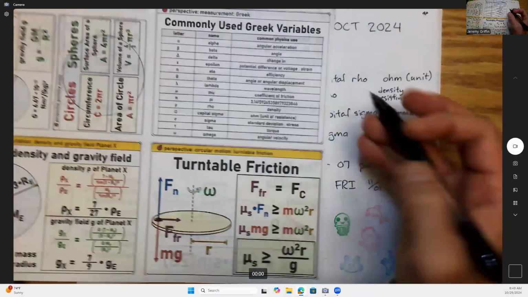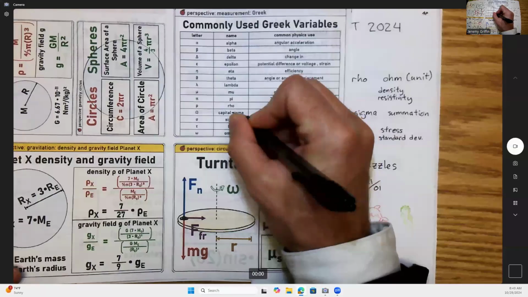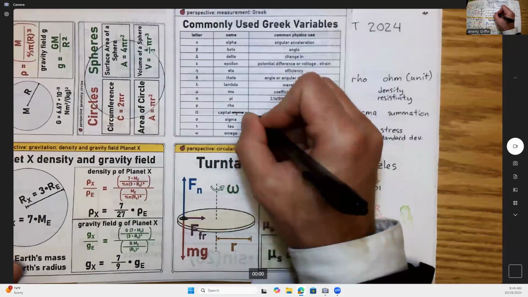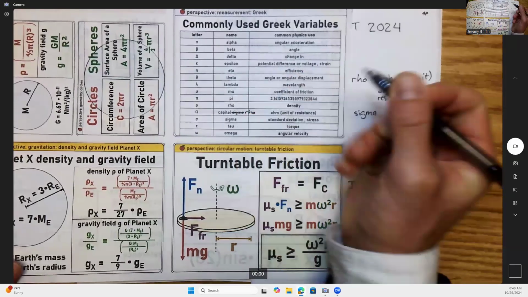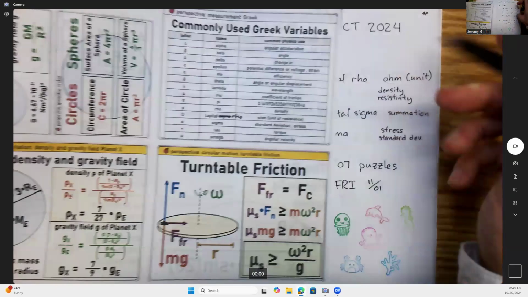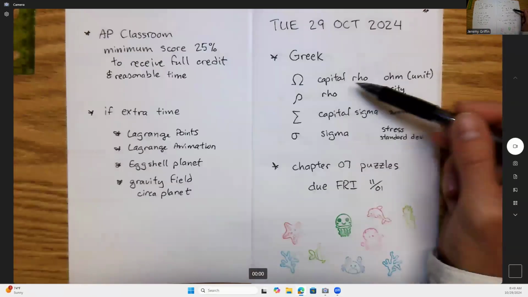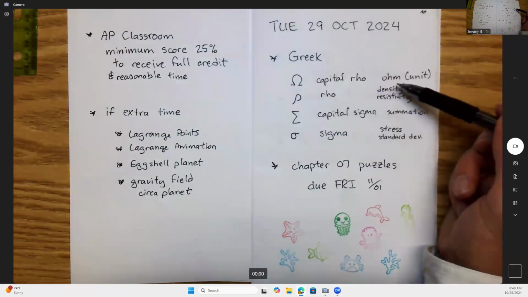It should be capital rho. I put capital sigma, but it's not sigma. So guys, strike out sigma. You guys see where it says capital sigma? That's not a sigma, that's a rho. R-H-O, capital rho. Okay? All right, so here I wrote it right here. So it's a little bit bigger. This symbol is capital rho. That's used to represent ohms, which is a unit of resistance.